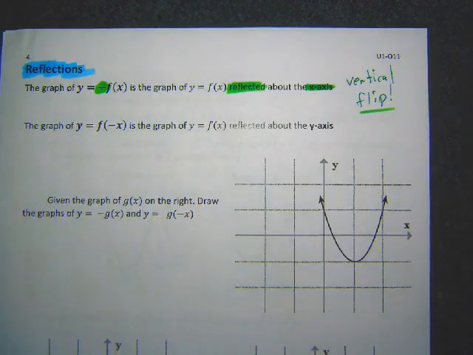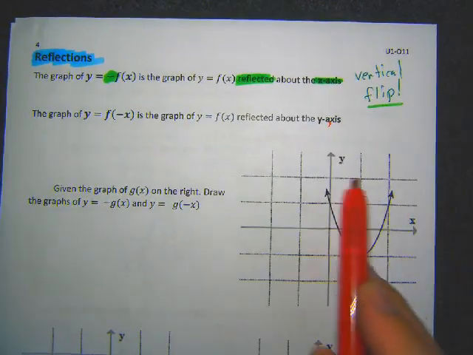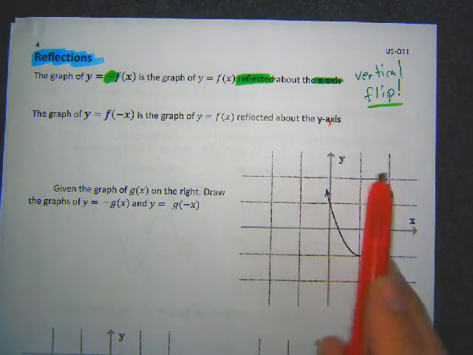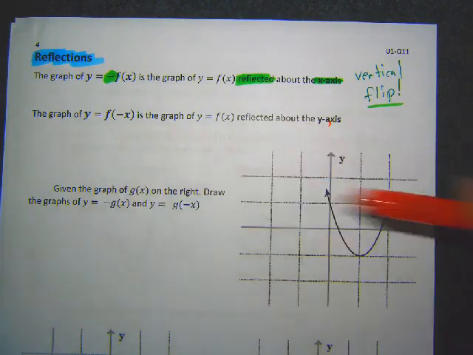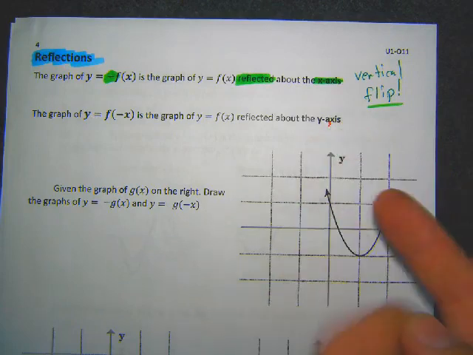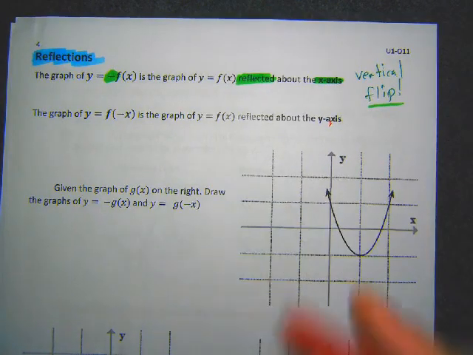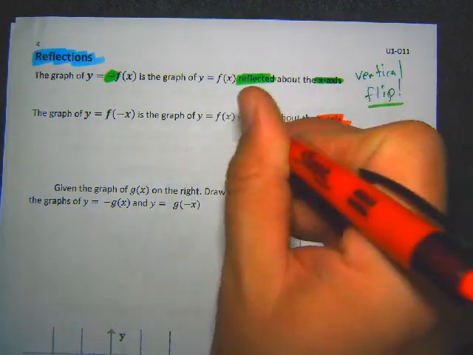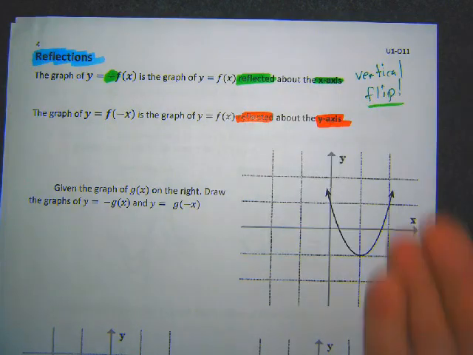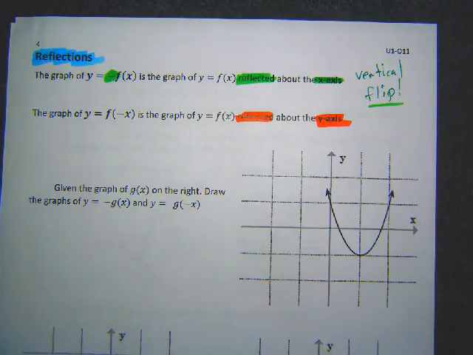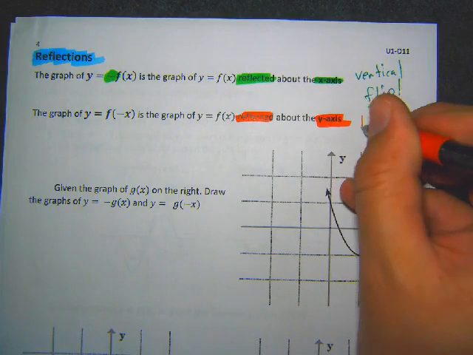Now the other option here is to flip it over the y-axis. When we flip over the y-axis, we're going to flip horizontally, because we're flipping across the y-axis. That is going to be a horizontal flip. So we'll call this one a horizontal flip.